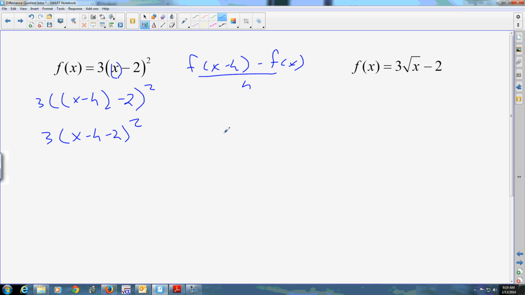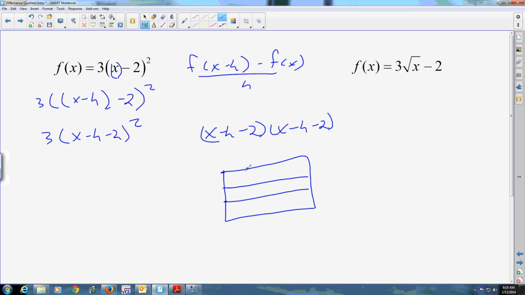This depends on how you want to multiply it out. Do you want to draw a lattice and multiply it out? Do you want to use the distributive property? So x minus h minus 2 times x minus h minus 2, and multiply it out. If it was me, I would draw a box and multiply the thing out. That's me, because I tend to lose pieces of information, so I know my limitations. If you don't like doing it this way, don't do it this way. Do the distributive property and multiply the thing out. You cannot use FOIL on this one.